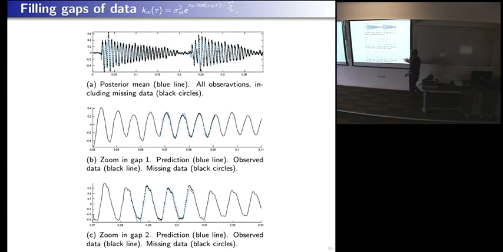Finally, using the exponentiated cosine times the square exponential kernel, we got these results and we see that the posterior mean can follow the amplitude envelope and can make a better prediction about what's happening in the two gaps that we made in the data. This is because this kernel can describe functions whose amplitude envelope can change.